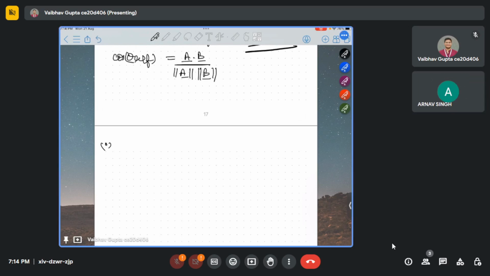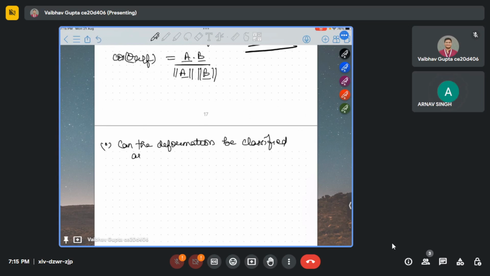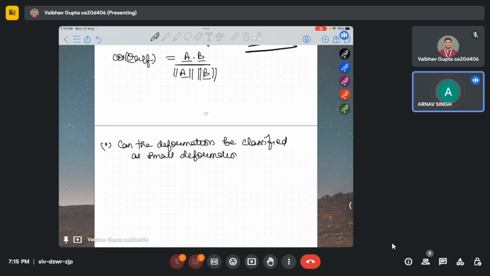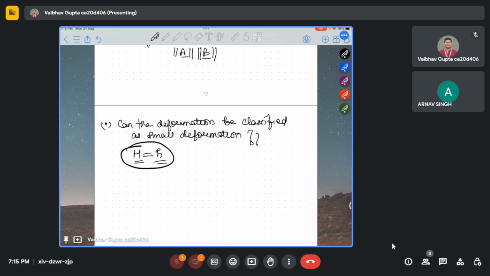So if someone asks you, can the deformation be classified as small deformation, when will you say this? When capital H is equal to small h, you can say this. Yes, sir. So this is the answer. Okay. When both are equal, you classify the deformation as small deformation. Okay.